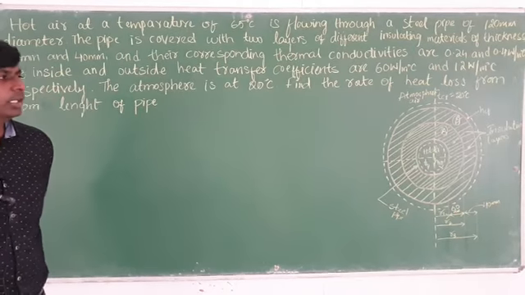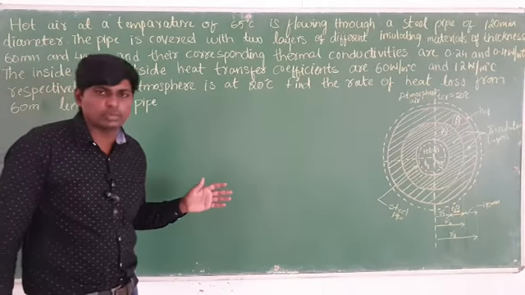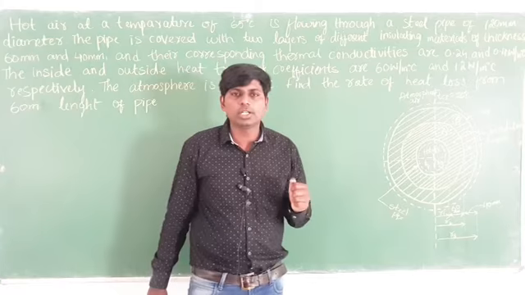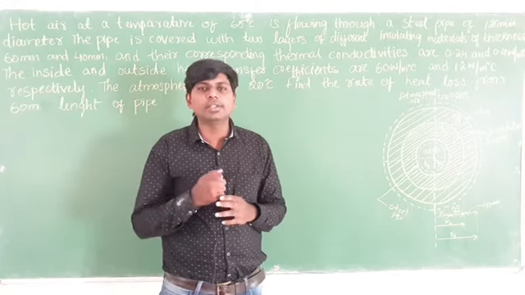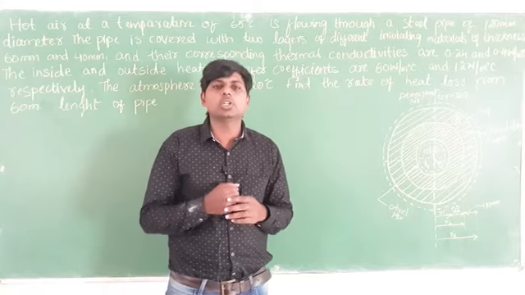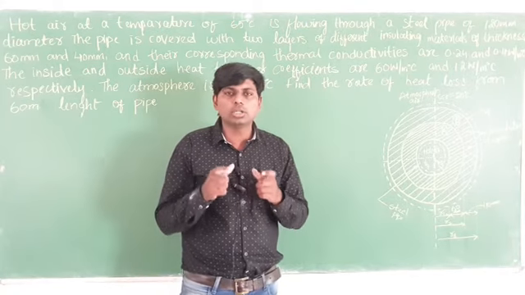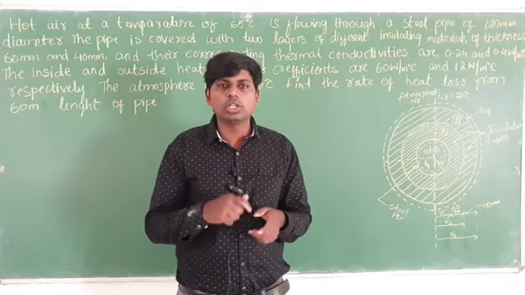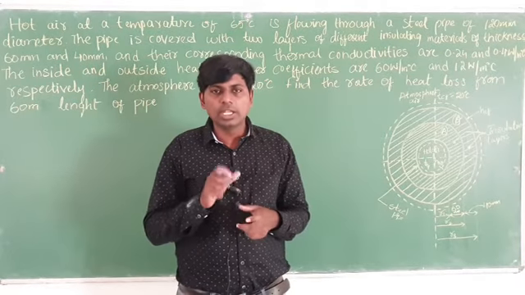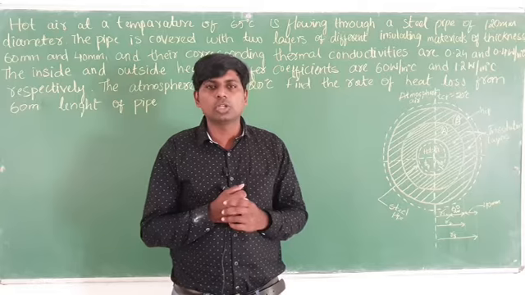Now next, a compound cylinder is given. In this next problem, what is given? A compound cylinder is given. In a compound cylinder, conduction as well as convection is there. I already told you what conduction is. If heat transfer is from solid to solid, that is known as conduction. If heat transfer takes place from solid to liquid or liquid to gas, that is known as convection.